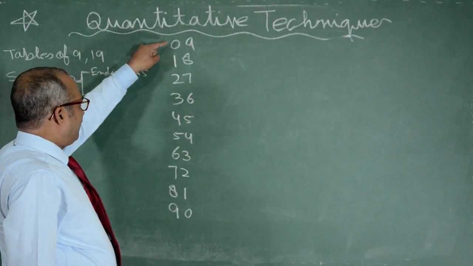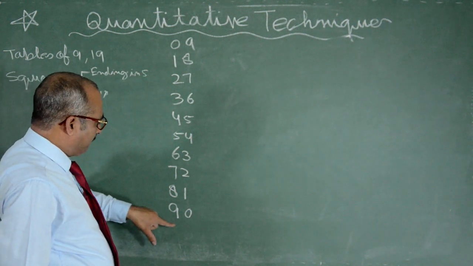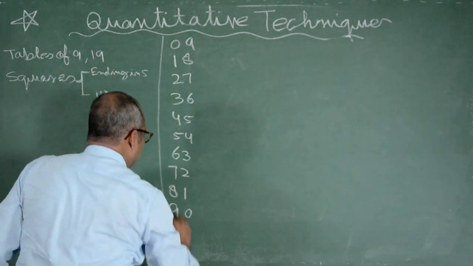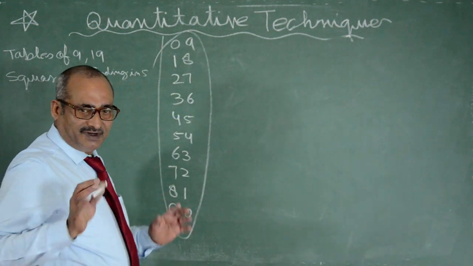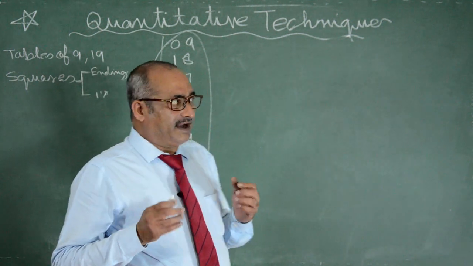What I have done? I have written 0, 1, 2, 3 up to 9 from top to bottom, and then from bottom to top I have written 0 to 9. This is the table of 9. Is it simple? Now, similarly writing the table of 19.